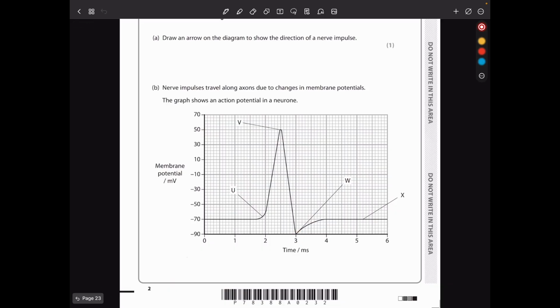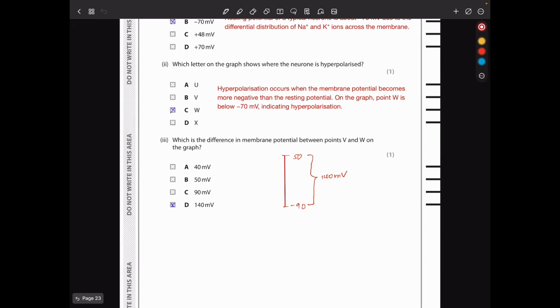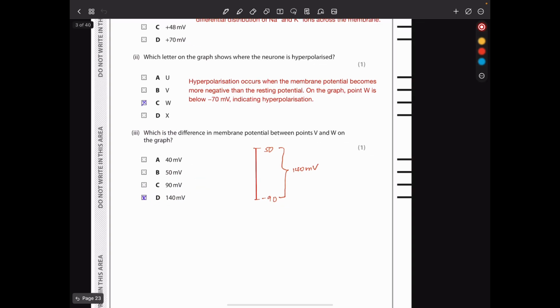Hyperpolarization is at W here. So the answer is C. And then which is the difference in membrane potential between points V and W in the graph. We have 150 and the other negative 90. The difference is going to be 140. They're talking about difference in magnitude, so 140 millivolts.